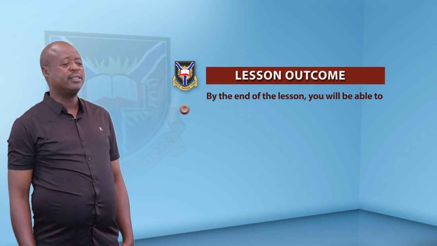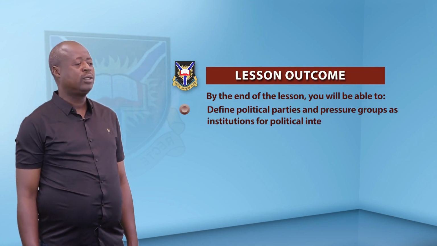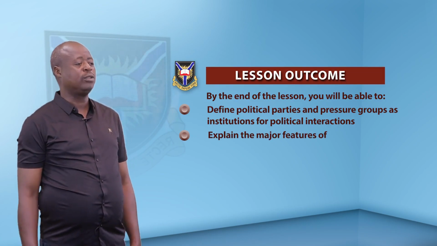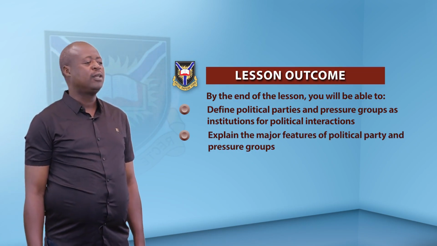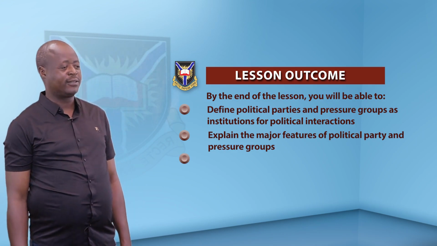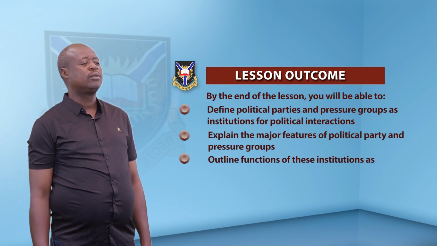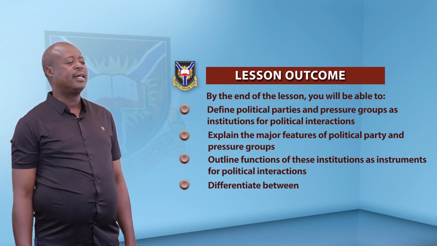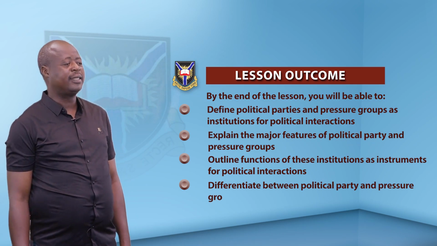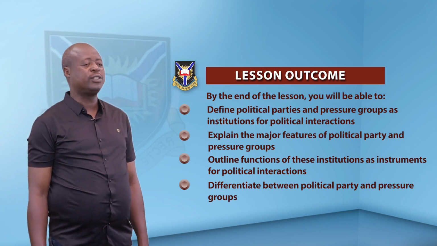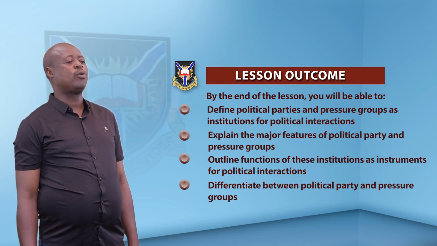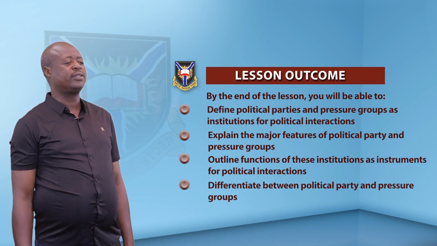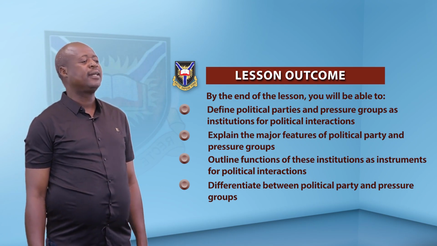By the end of the lesson, you will be able to: 1. Define political parties and pressure groups as institutions for political interactions. 2. Explain the major features of political party and pressure groups. 3. Outline functions of these institutions as instruments for political interactions. And 4. Attempt to differentiate between political party and pressure groups.